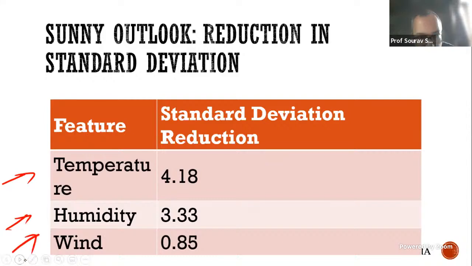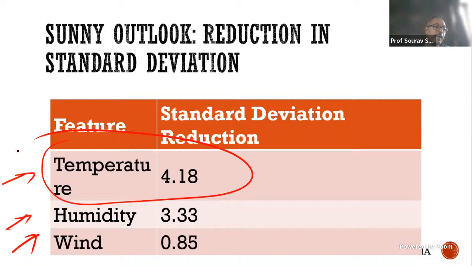Once again, my question to the class is: which particular variable are you going to use for splitting the sunny outlook? Now that we have the reduction in standard deviation, which has already been shown to you, which is the one you are going to use? Anyone? Quickly. Once again, temperature, great. This is giving me the maximum reduction.